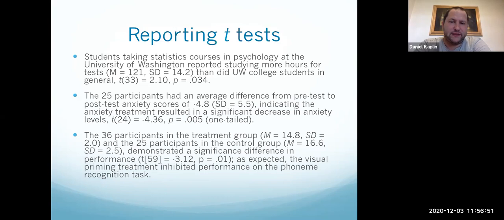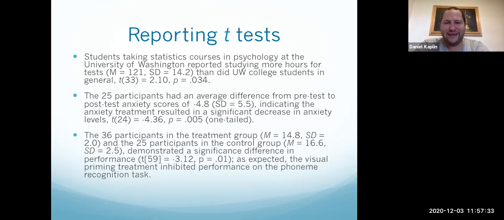The 25 participants had an average difference from pre-test to post-test anxiety scores of minus 4.8 with a standard deviation of 5.5, indicating that anxiety treatment resulted in a significant decrease in anxiety. T with 24 degrees of freedom equals minus 4.36, a p-value of 0.005. Notice you put here, if you're doing a one-tailed test, in parentheses, you write one-tailed, because otherwise they're going to assume it's two-tailed, because that's the general assumption.